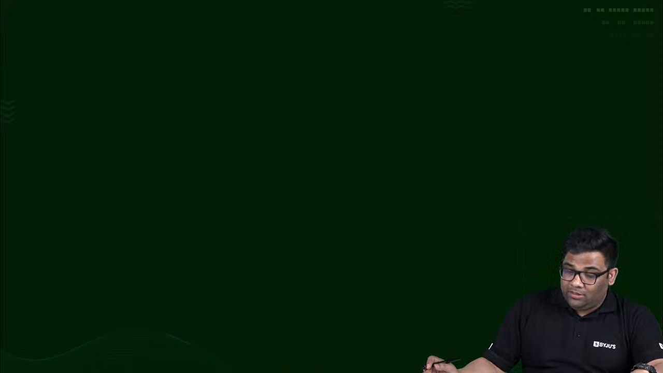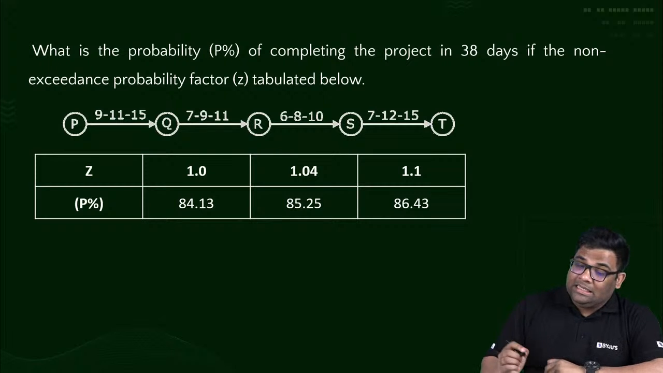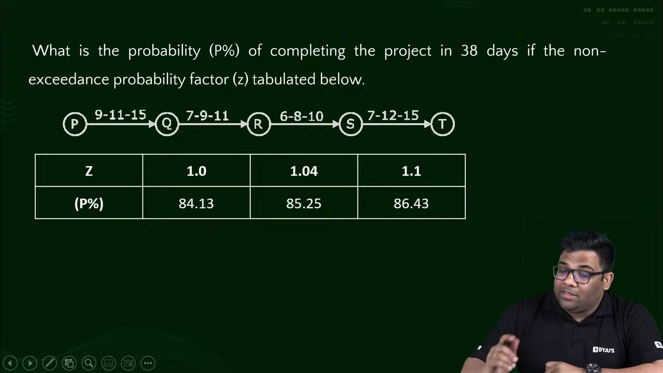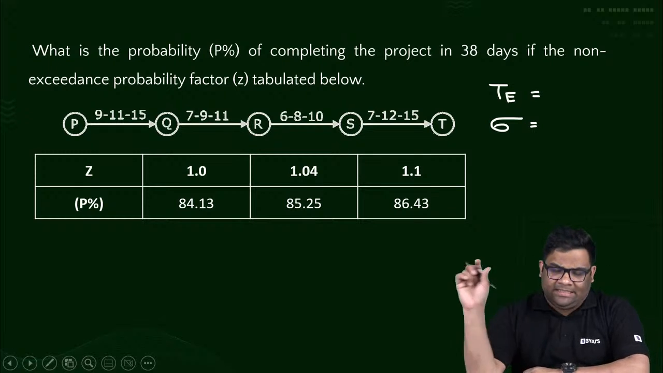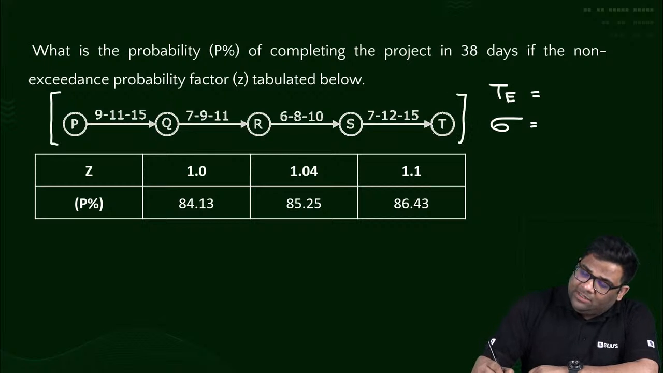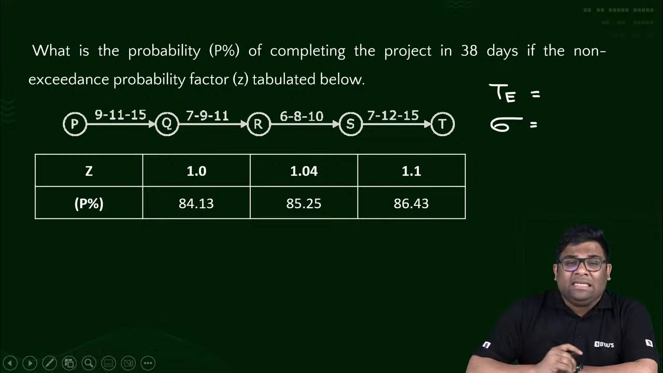Okay. Now solve this question. You see here, this is the project. The critical path of the project is given. Here you see what has happened. Here TE and sigma are not given. But you can find out, right? For a series, the project is a series, that means the critical path is given. So for this you can find out TE and sigma.